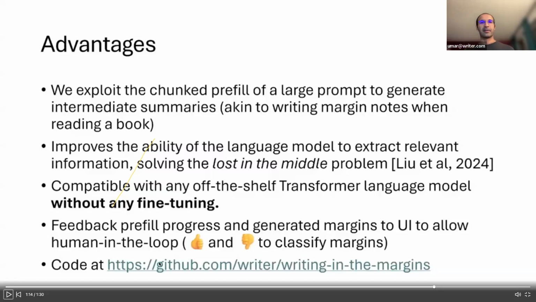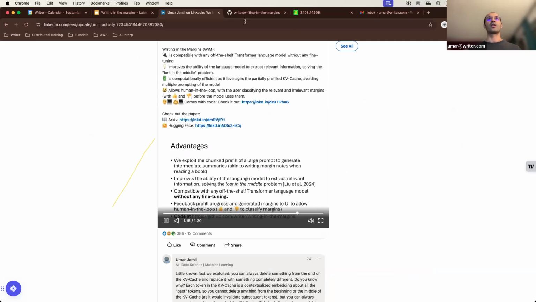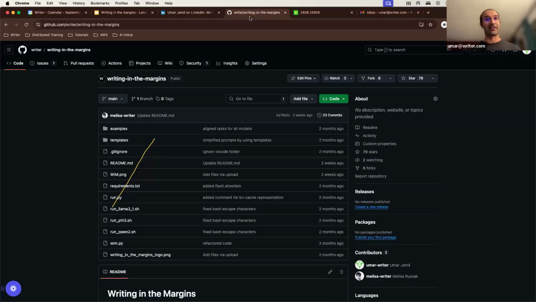And we also provide an implementation. So if you go to this URL, github.com/writer/writing-in-the-margins, you can find our implementation of how we actually do this with the KV cache.